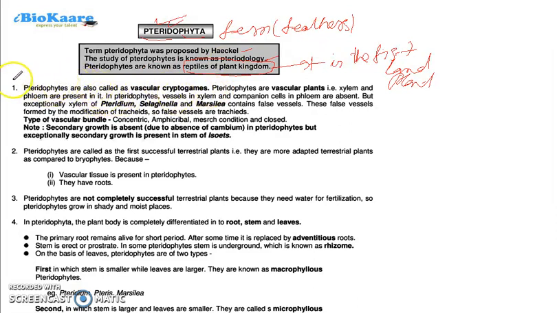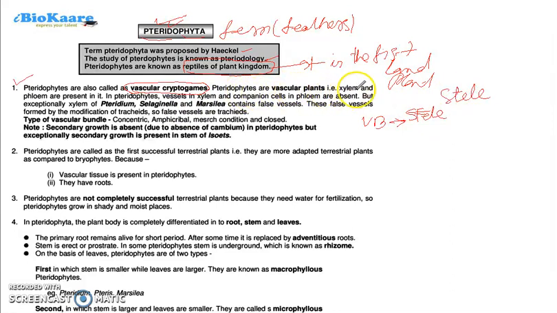Basically, as we know, the first point is that they are vascular cryptogams. That means these are plants where vascular bundles are present, and the vascular bundle in Pteridophyta is called stele. It is always called stele.